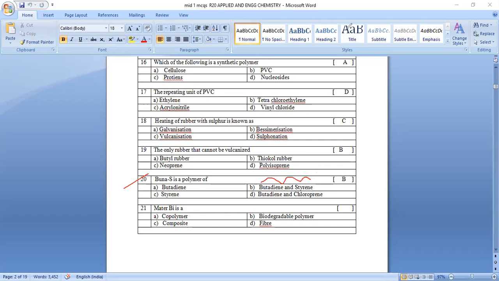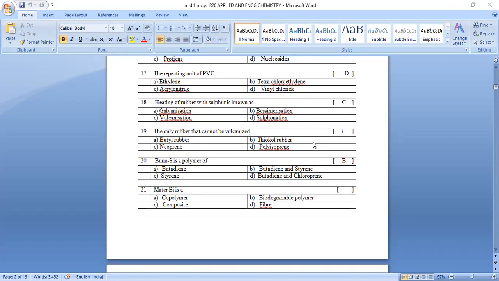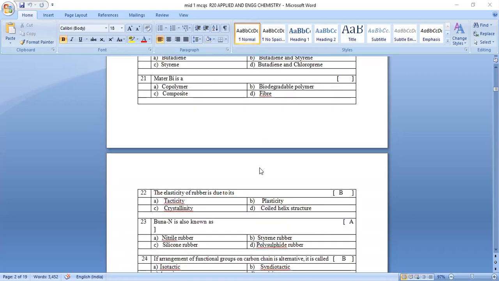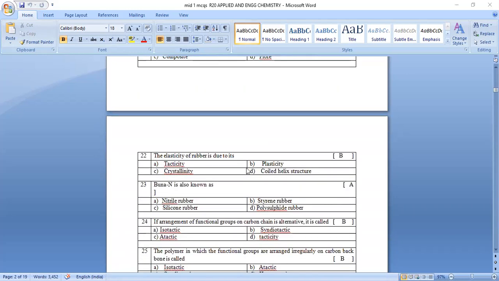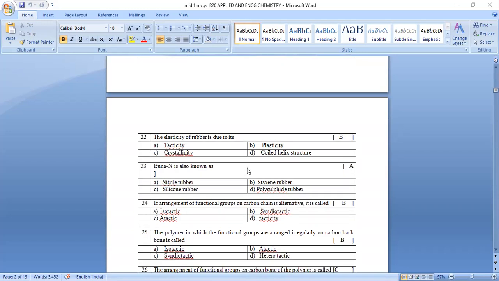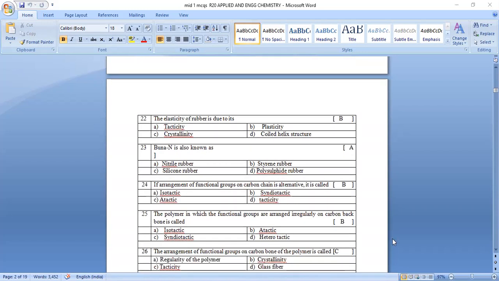Next, question number 21. When we take option B, it is nothing but a copolymer material. Question number 22, the elasticity of rubber is due to its coiled, helix-like geometry. This point is very, very important. The rubber has elasticity because it contains a coiled geometry.